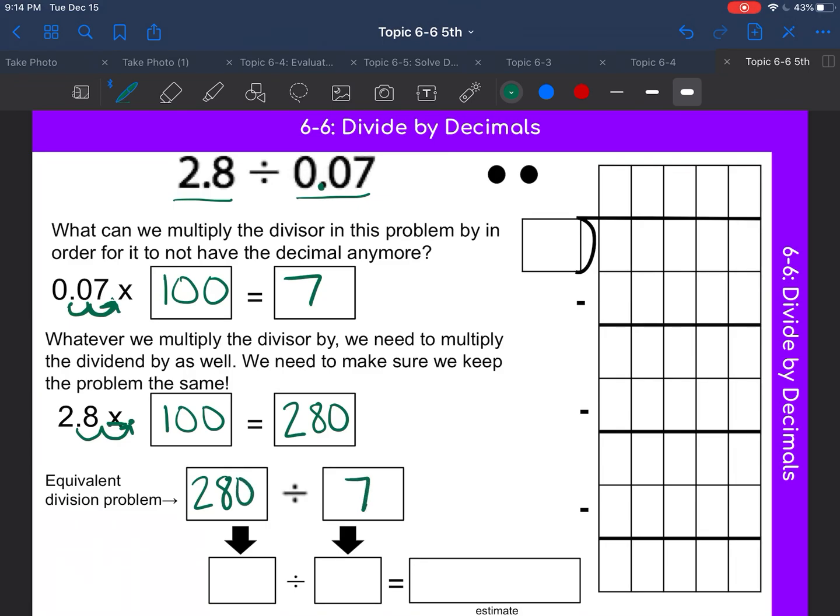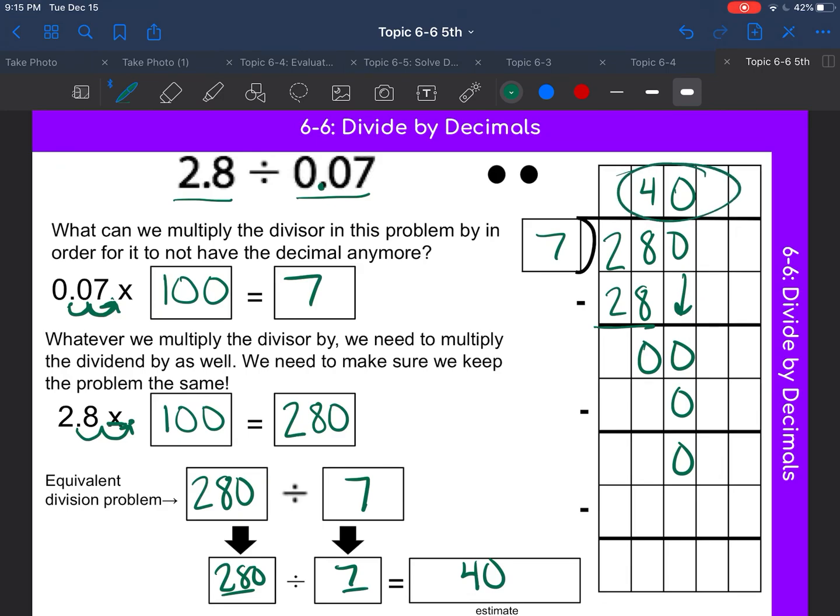And that's actually a basic fact, okay? We can keep it as 280 and 7 because 28 divided by 7 is 4 and 0. So we actually just found the answer without even doing the long division. But let's do the long division just to double check. 280 divided by 7. 7 goes into 28 4 times. You get 28. Get 0. Bring down the 0. 7 goes into 0 0 times to get 0. So our answer is 40.